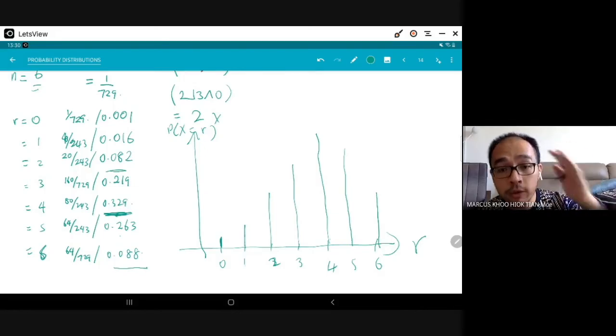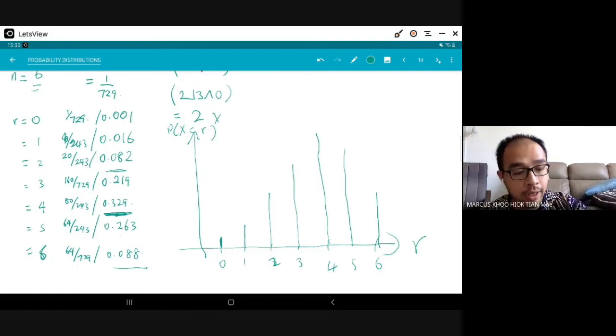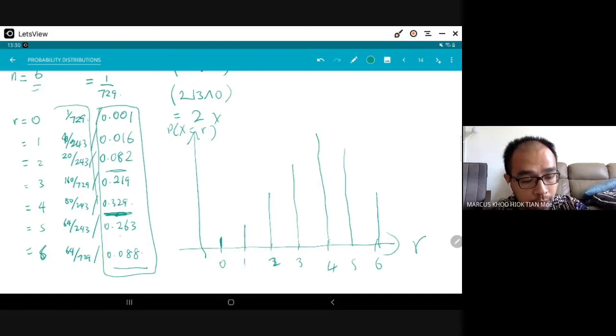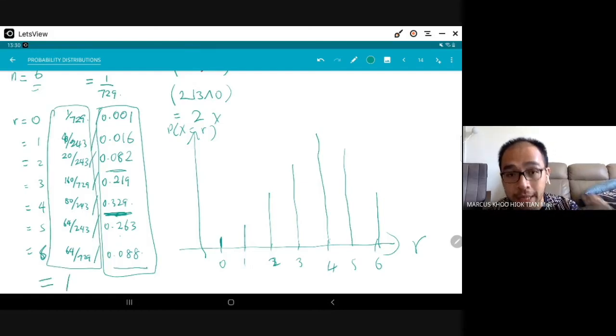And then if you want to check whether all your answers are correct, you add all of these together. Campurkan semuanya. Make sure that it is equals to 1. Then you know that you're on the right track. And as I said before, disebabkan kita hanya melakar, we're not really drawing. So this one kamu letak saja dia punya nilai terus di sini. So this is 1/729. This one will be 4/243. This is 20/243, and so on and so forth.